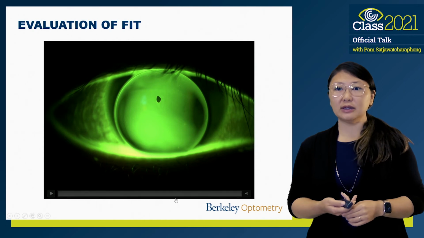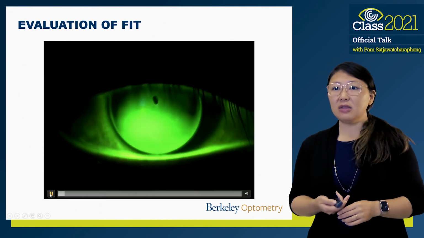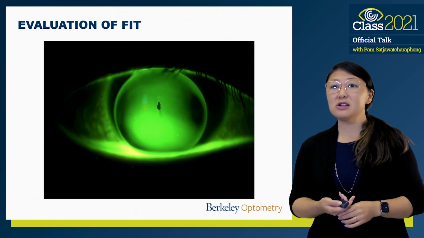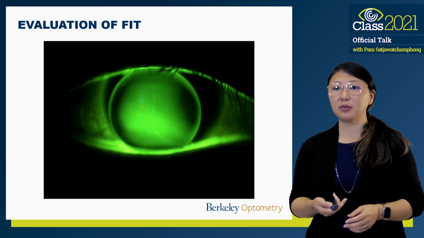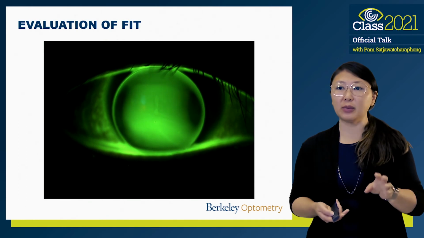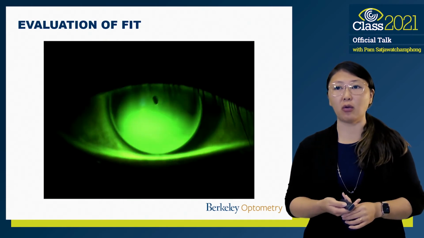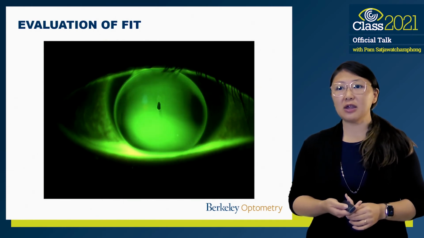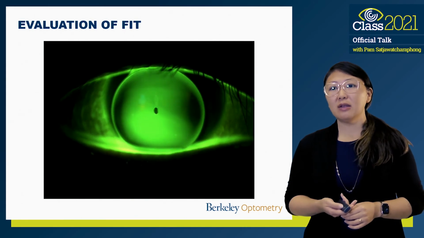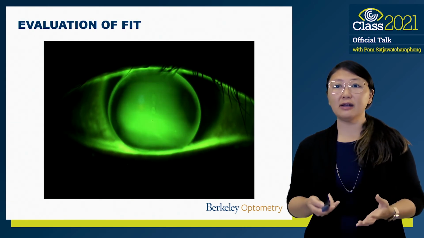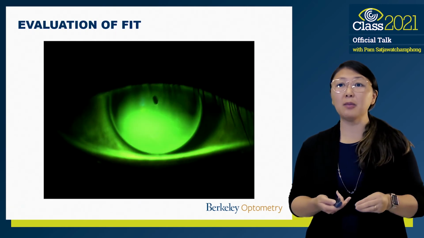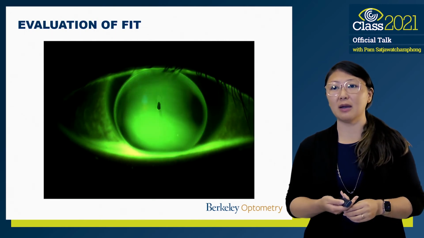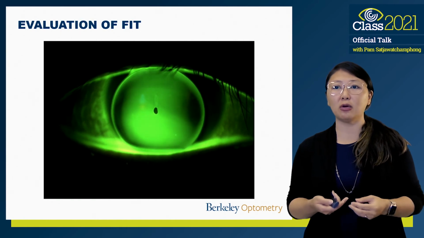And one last one here. As a note, this is a spherical GP on a toric cornea. So hopefully you guys can appreciate what that looks like if we were to put a spherical GP on a toric cornea. So here, this patient has a with-the-rule cornea, and you can see that there is a lot of central pooling, enough that there is sometimes a bubble that forms in that pooling area. So this is an excessive apical clearance fit.